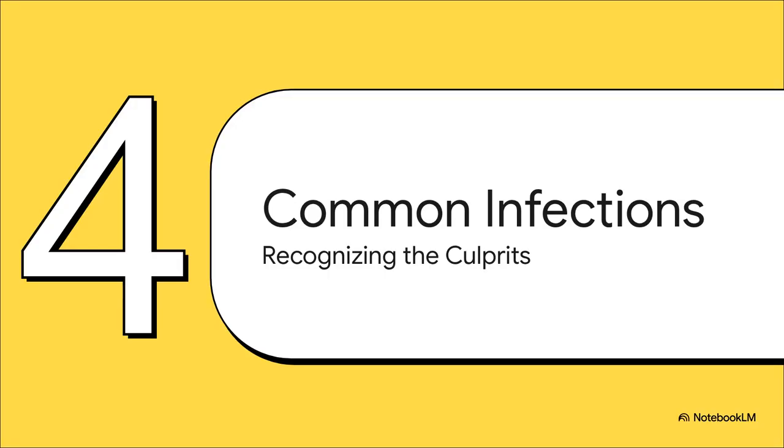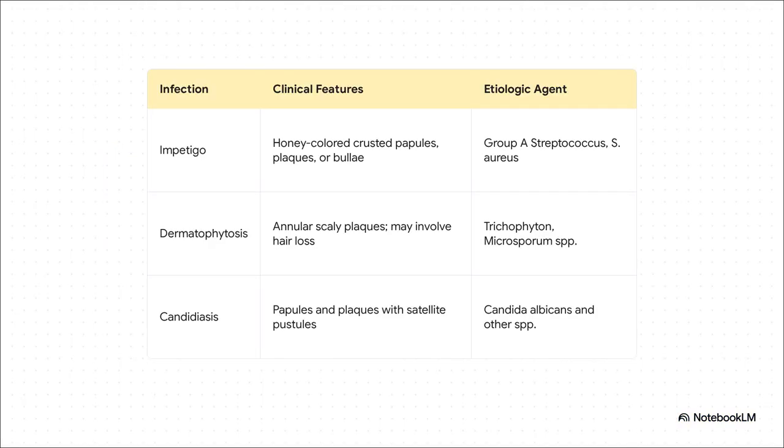All right, on to our last section, section 4. Let's take all those descriptive skills we've been talking about and use them to tell apart a few common skin infections that you are absolutely going to see. This table here is a great summary of 3 big ones. And notice the language. The description is everything. When you hear honey-colored crust, your brain should immediately think impetigo. That's a classic clue. For dermatophytosis, which you might know as ringworm, you're looking for annular scaly plaques, ring-shaped scaly patches. And for candidiasis, the keyword is satellite pustules, especially in skin folds.